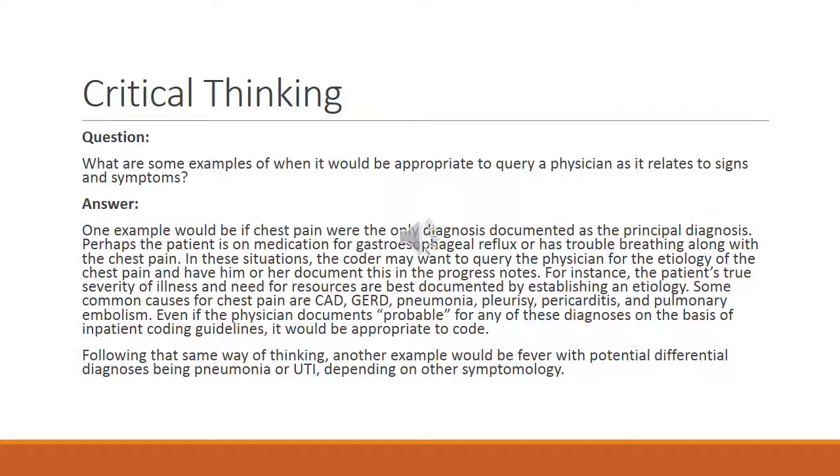For instance, the patient's true severity of illness and need for resources are best documented by establishing an etiology. Some common causes for chest pain are CAD, GERD, pneumonia, pleurisy, pericarditis, and pulmonary embolism. Even if the physician documents probable for any of these diagnoses, on the basis of inpatient coding guidelines, it would be appropriate to code. Following that same way of thinking, another example would be fever, with potential differential diagnoses being pneumonia or UTI, depending on other symptomology.